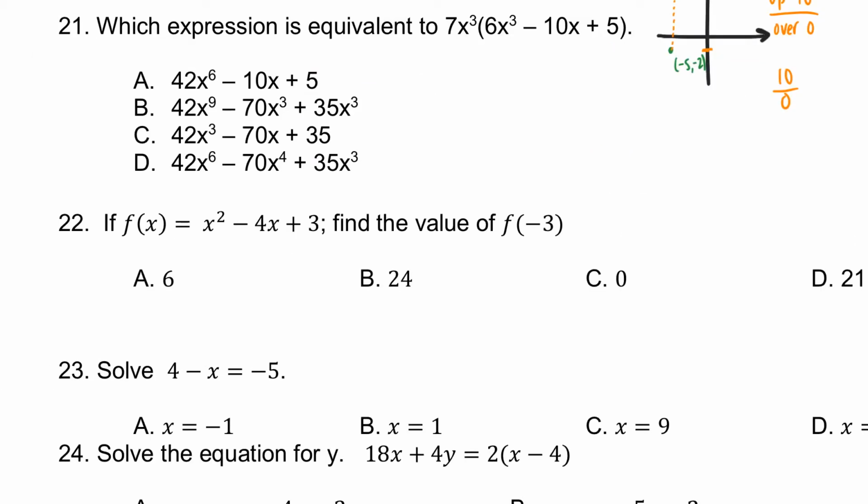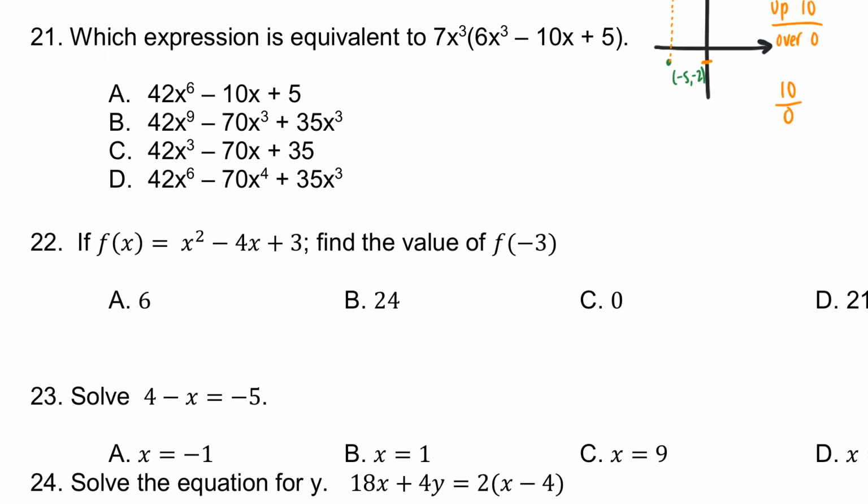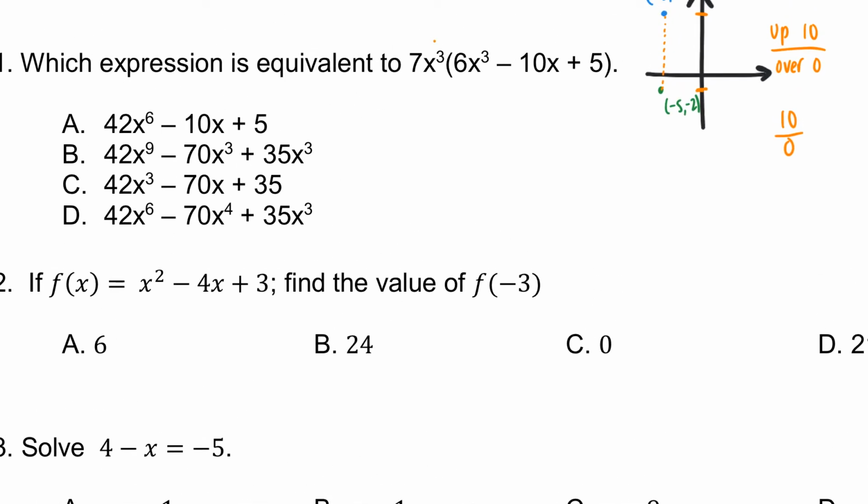All right, number 21. Which expression is equivalent to 7x cubed times (6x cubed minus 10x plus 5)? We did not spend a lot of time talking about how to multiply these, but I'll walk you through this real quick. You're going to distribute this so that we get everything multiplied here. So we're going to do 7x cubed times 6x cubed, 7x cubed times -10x, and then 7x cubed times positive 5.